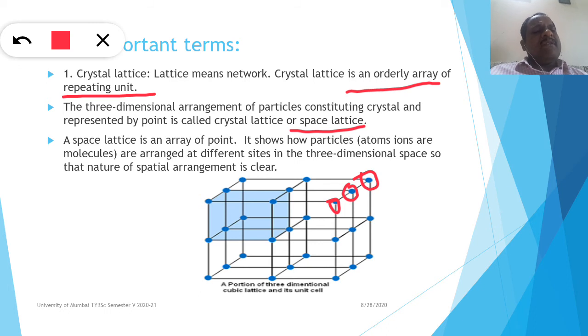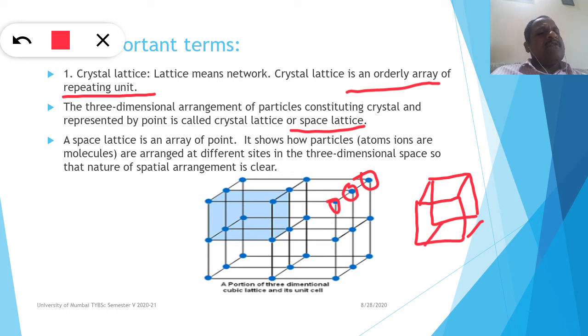For example, let's say I have this diagram. This is a cube. This is one unit cell. The same unit cell, if it is present this way, it is very difficult to draw, but I will try. So this is another unit cell. Such unit cells, if you arrange them repeatedly in all directions, result in the formation of a crystal lattice.